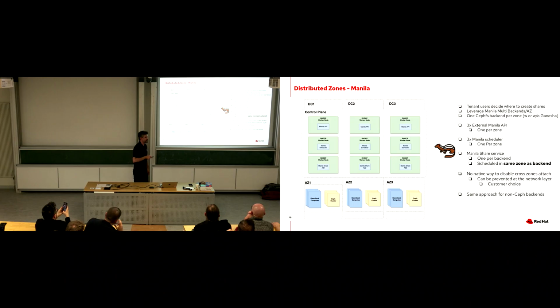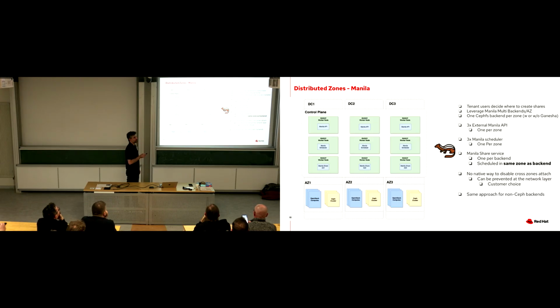Manila. All right, Manila is easy. It's pretty much the same thing as Cinder. So tenants choose how to provision their shares. You specify the AZ, same as Cinder. We use Manila AZs, no surprises here. In case of Ceph, we have one CephFS backend per zone. Same thing, we don't want cross traffic, or for something going wrong in one zone to impact the other. Same as Cinder API, 3 external Manila APIs, they are shared across the entire environment.